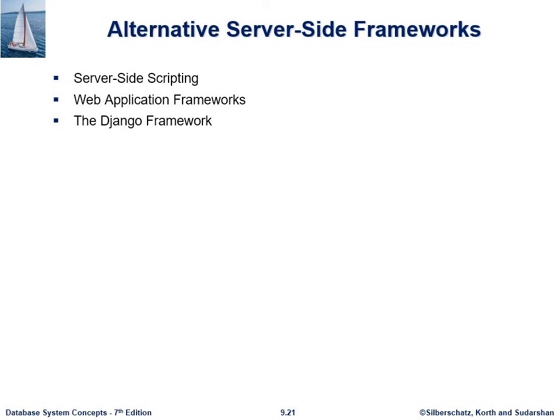Basically, the first one is server-side scripting. The second one is web application frameworks. Frameworks contain libraries and tools that we can utilize for more efficient website server-side programming. For different programming languages, we have different frameworks. Especially, we are talking about the Python one, which is the Django framework. Okay, let's start with the first one, server-side scripting.